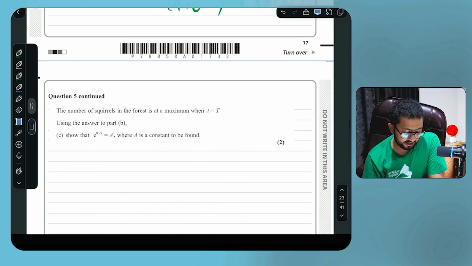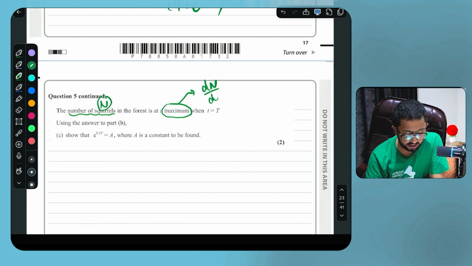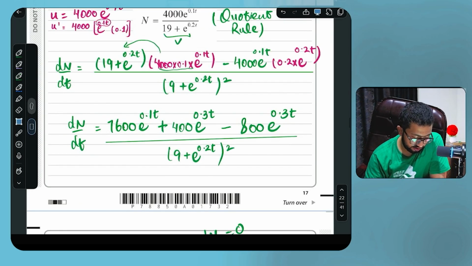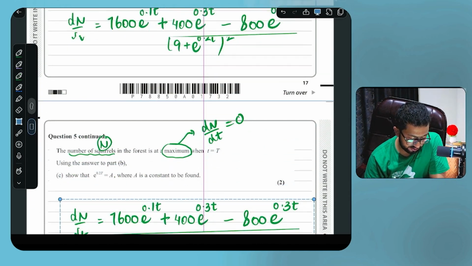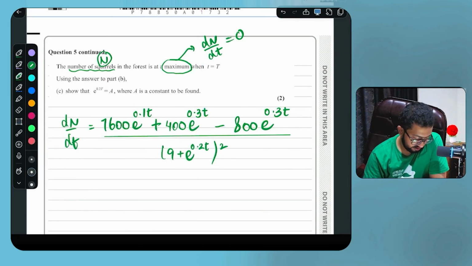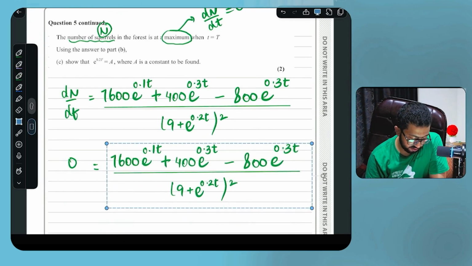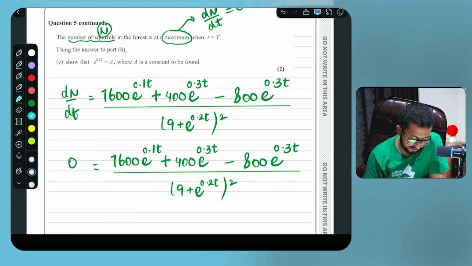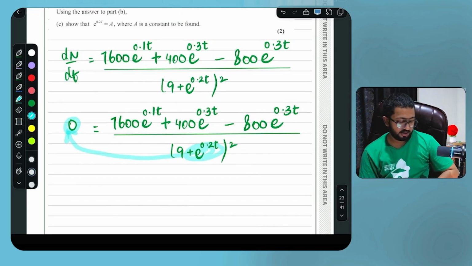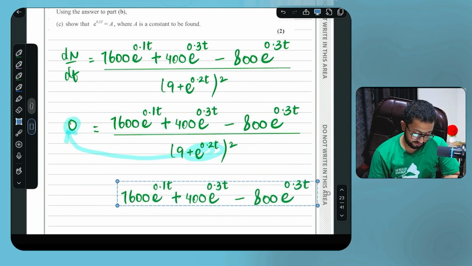The number of squirrels in the forest is at the maximum. This question is also related with derivative. Number of squirrels is at the maximum: maximum, minimum, stationary point, critical points. As you know, I have to put dn over dt equal to 0. So put dn over dt equal to 0 and show that the exponential equals a constant. The right side as it is. Will the denominator be removed? Yes, because it will shift to the other side. So what will be the remaining term? Only the numerator, equal to 0.